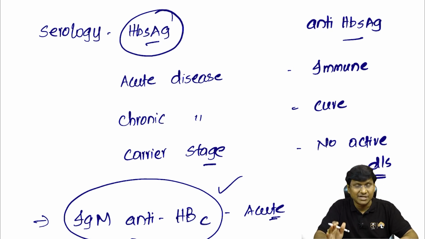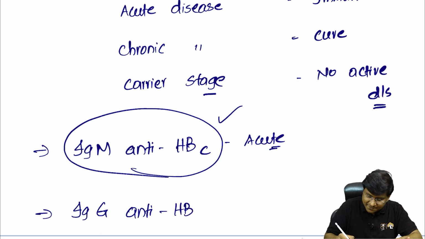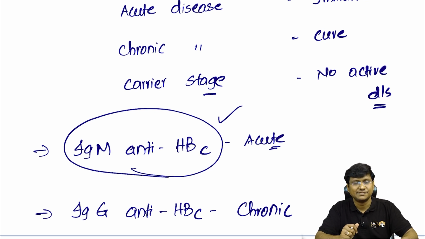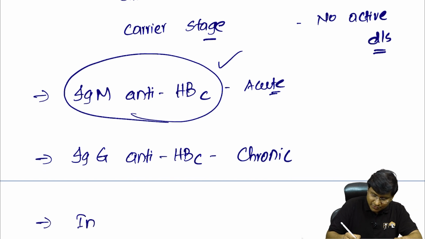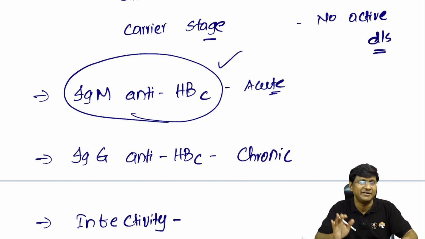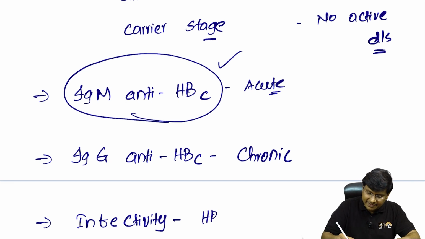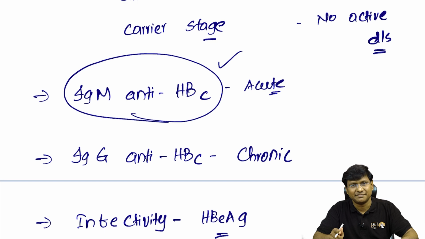The next important serological marker is IgG anti-HBc. If it is positive, that is suggestive of chronic viral hepatitis. Then what is the marker that will tell you about the infectivity? The infectivity can be demonstrated by the envelope antigen. If HBeAg is positive, that tells the individual is highly infective, right?